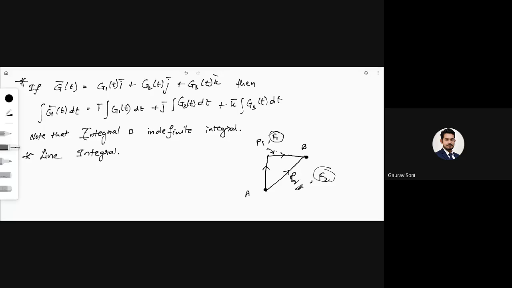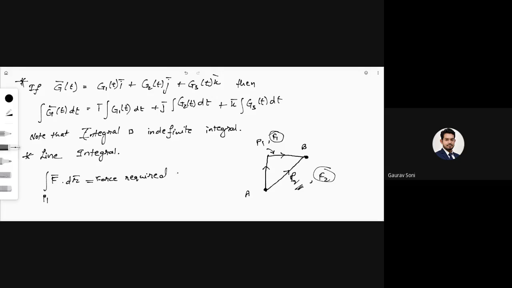So how to find this F1 and F2? The force which is required to move an object from one point to the other along the path P1 is given by the integral over the path P1 of F bar dot dr bar. This will give me the force which is required.